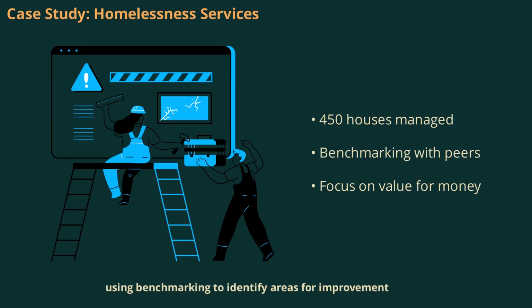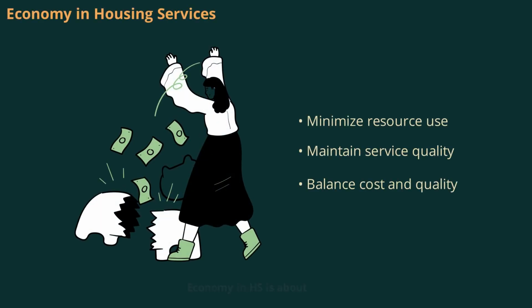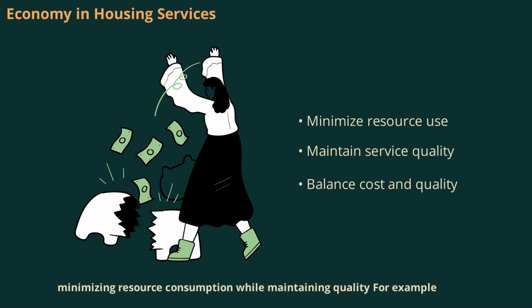identify areas for improvement. Economy in HS is about minimizing resource consumption while maintaining quality. For example, HS purchases materials for repairs and maintenance at the best possible prices. They also hire skilled labor at optimal pay scale. However, cost saving should never compromise service quality, as this could undermine the organization's social mission. Balancing cost and quality is essential for sustainable operation.